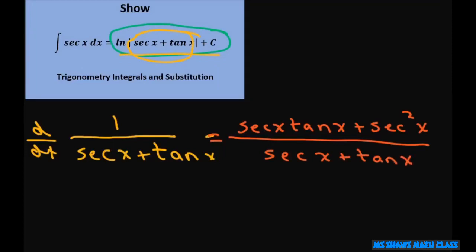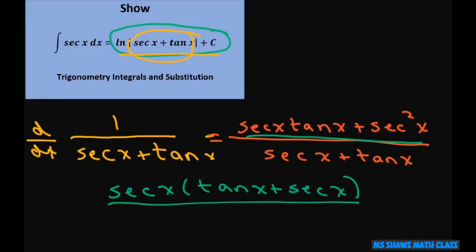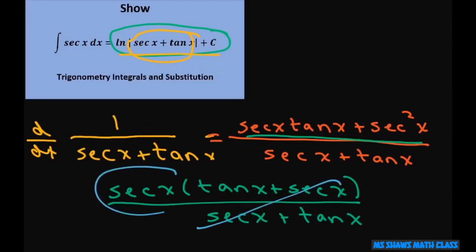Now, let's factor out a secant x. You're going to get tan x plus secant x, and divide that by our denominator, which is secant x plus tan x, and these two cancel, so we get back to our left-hand side of the equation.